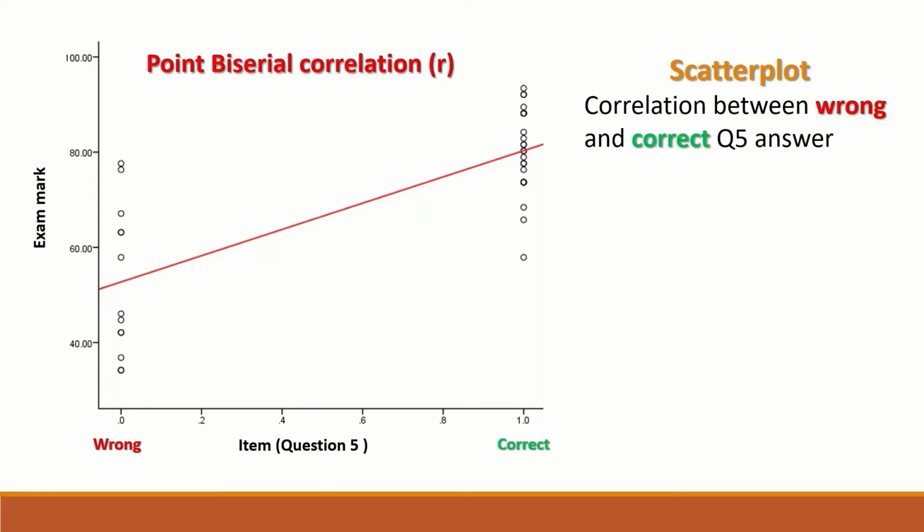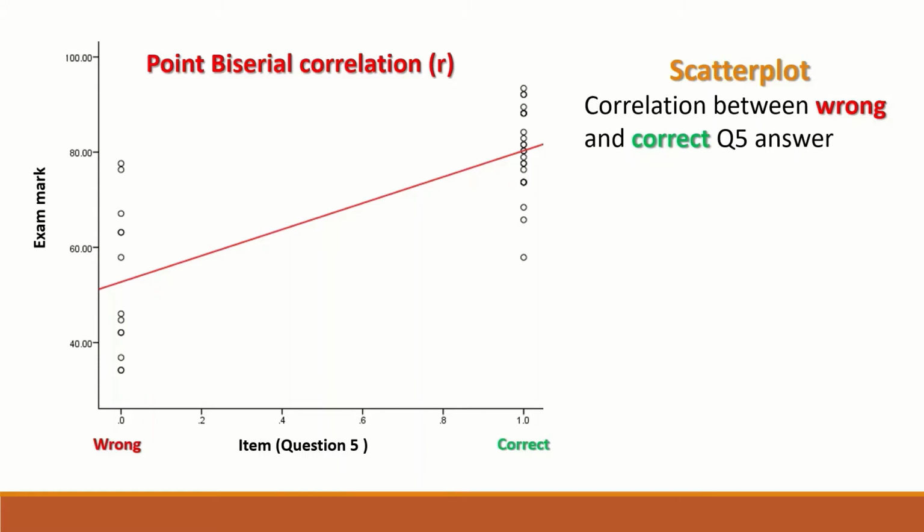In this slide, this is a scatter plot showing a correlation between wrong and correct answers for question number 5. As we can see, the y-axis is labeled as exam mark from 0 to 100, and the x-axis is labeled 0 and 1. 0 means wrong answer, 1 means correct answer.